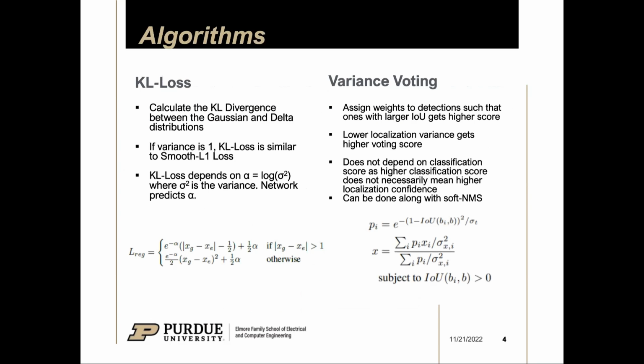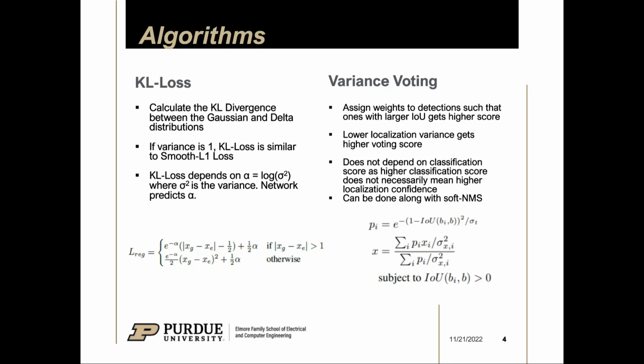In KL loss, the KL divergence between the predicted Gaussian and ground truth delta distribution is calculated. The loss is similar to smooth L1 loss, where the variance is considered as 1. The loss depends on alpha, which is the log of the variance. Hence, the detection network is set to predict alpha.